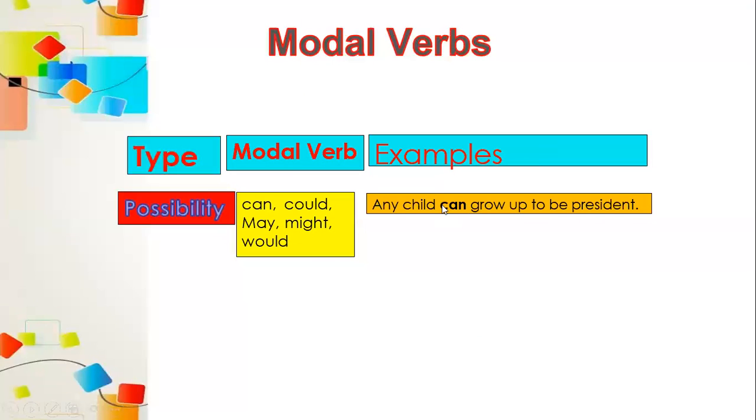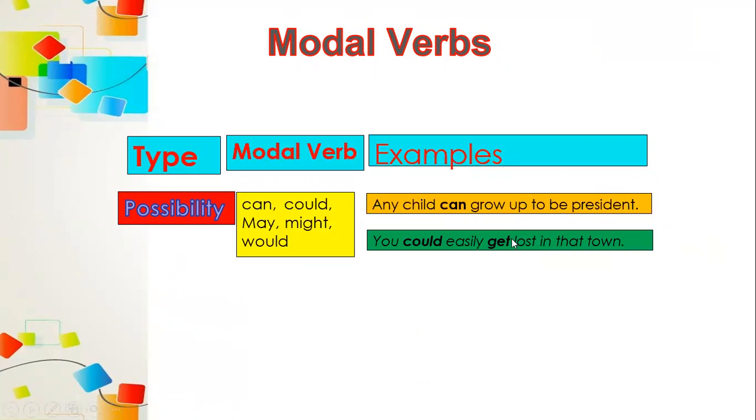Now we will use these modal verbs one by one into sentences. Any child can grow up to be president. In this sentence, the possibility is expressed. It is not sure that the child will be a president. It is just a guess. As we usually say, when we saw the child playing with medical equipments, we make guess that this child will be doctor. But it is just a guess. It is a possibility. It is not sure.